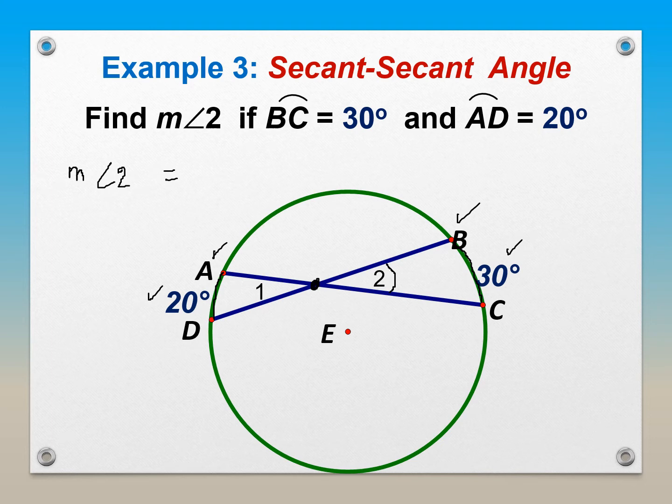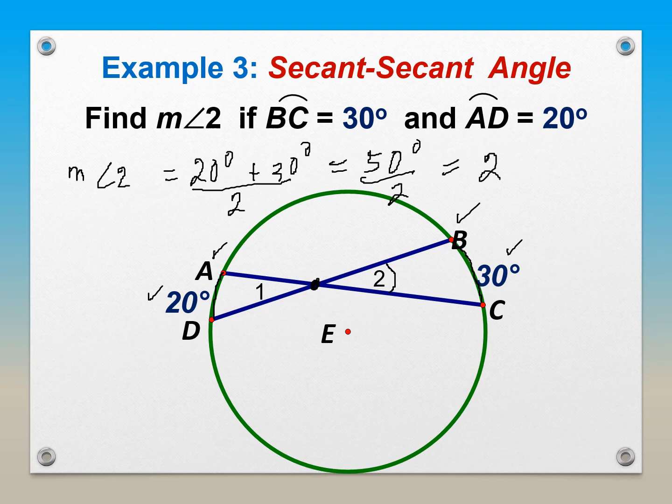So the two arcs are 20 degrees and 30 degrees. Add the two and then divide by 2. Let's continue this. 20 plus 30 is 50 degrees. Divide by 2 equals 25 degrees. Therefore, the measure of angle 2 is 25 degrees.